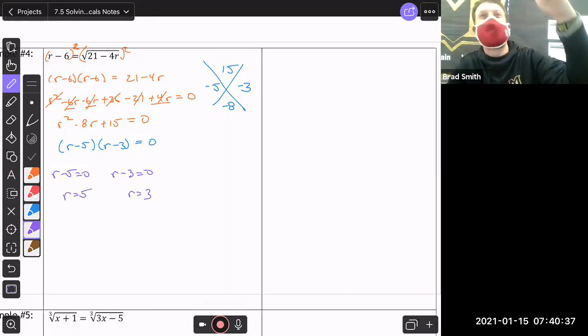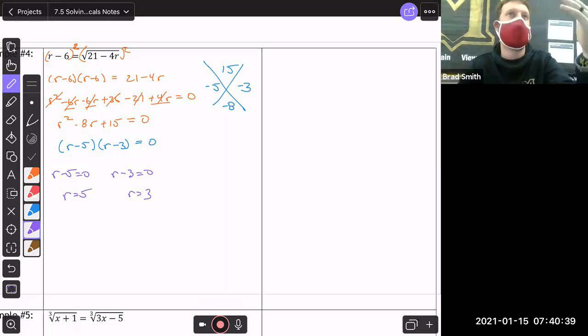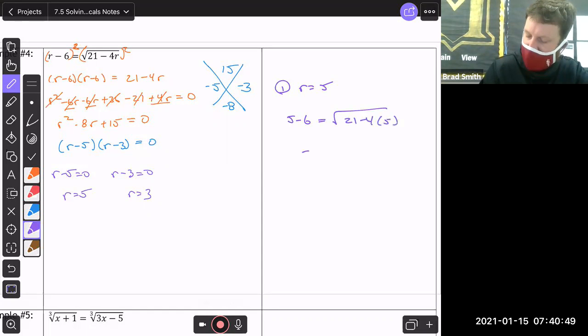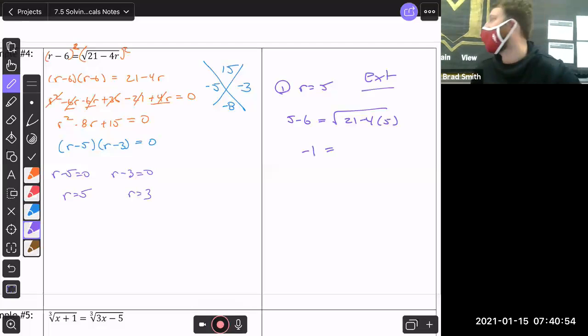So we got 5, we got 3. So we go through, check them. My first one, let's check. R is equal to 5. So I got 5 minus 6 is equal to the square root of 21 minus 4 times 5. I got negative 1 over here. So I can tell right there it's extraneous because I can't take the square root and get a negative number. Does that make sense? So you don't even have to do the right side.